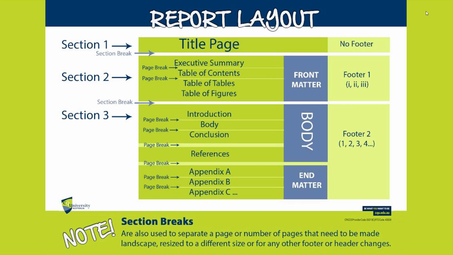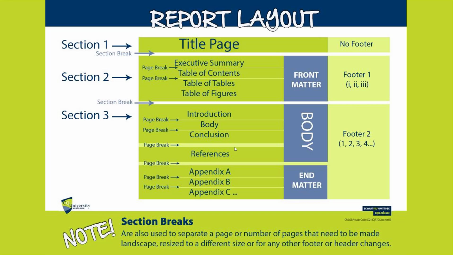Now, number 2, look at the order. It goes executive summary, table of contents, table of tables, table of figures. That is the order of the front matter. From there, our body has the introduction, the main body, the conclusion. The references kind of falls between body and end matter. You could call it body because, like in an essay, it's a main part, but then it doesn't have numbering, so it's part of the end matter in some ways.